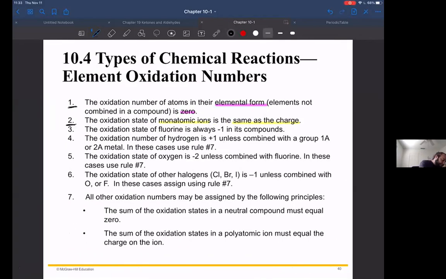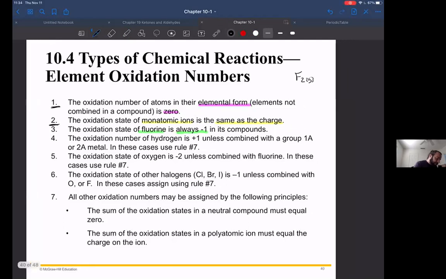The oxidation state of fluorine is always -1 in compounds. What do I mean by in compounds? So basically, if it's F2 gas, that's fluorine in its elemental form. Its oxidation number will be 0. Any other time you find fluorine, its oxidation number will be -1.